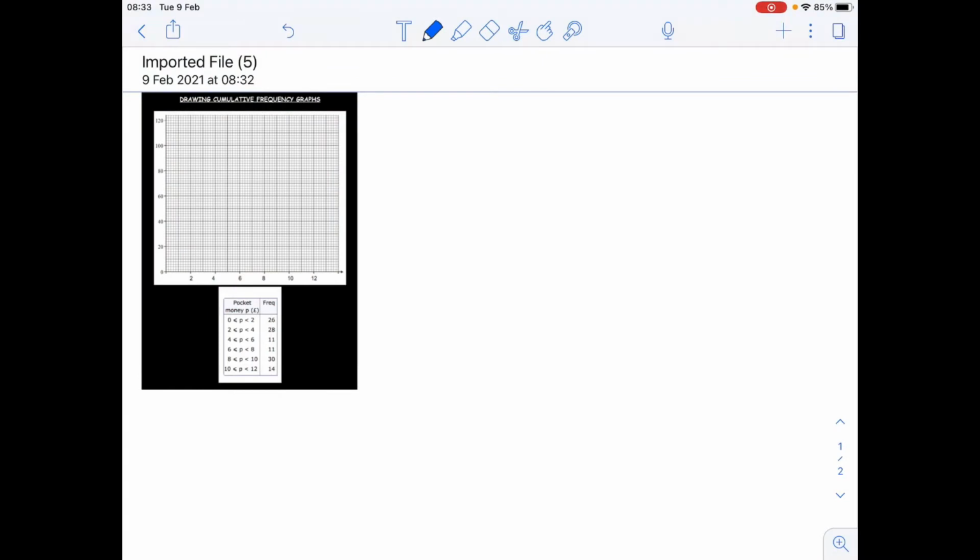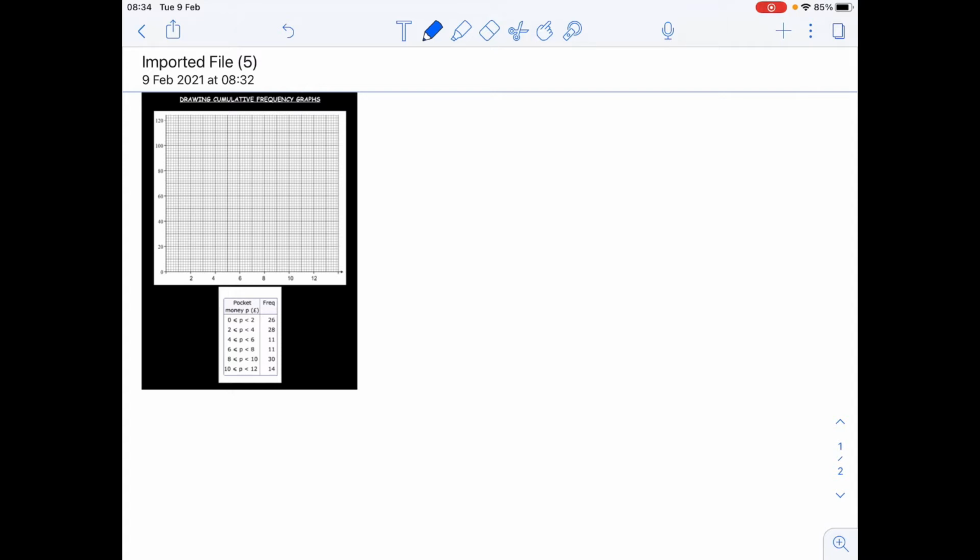So let's go to Notability. Okay, so I've got my graph paper, which will be given to you in the exam, and my grouped data table. So here, what I'm looking at is how much pocket money different students have. So if we look at the table, I've got 26 people that have got between no money and £2. I've got 28 people that have got between £2 and £4, 11 people that have got between £4 and £6, and so on and so forth. Okay? So, in order to draw the cumulative frequency graph, I need to complete the table. I need to find the cumulative frequency.